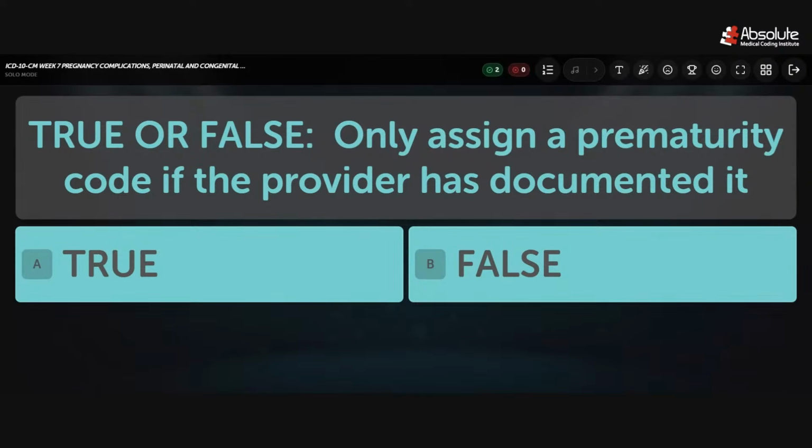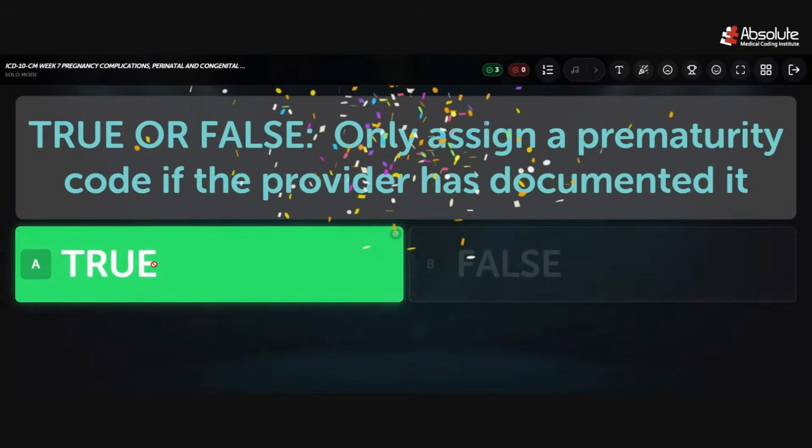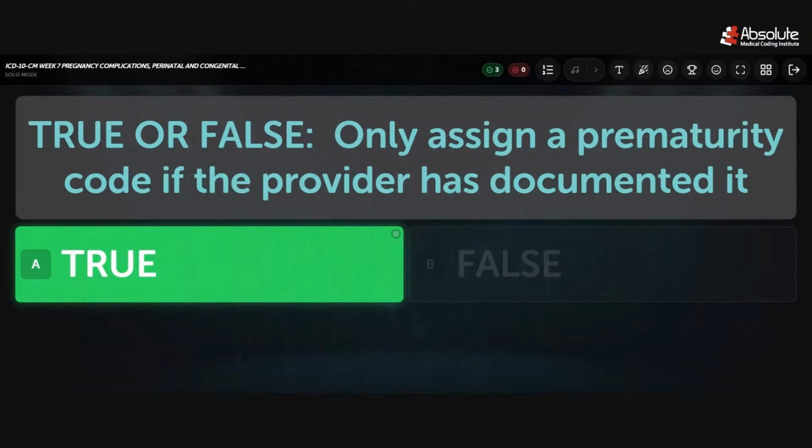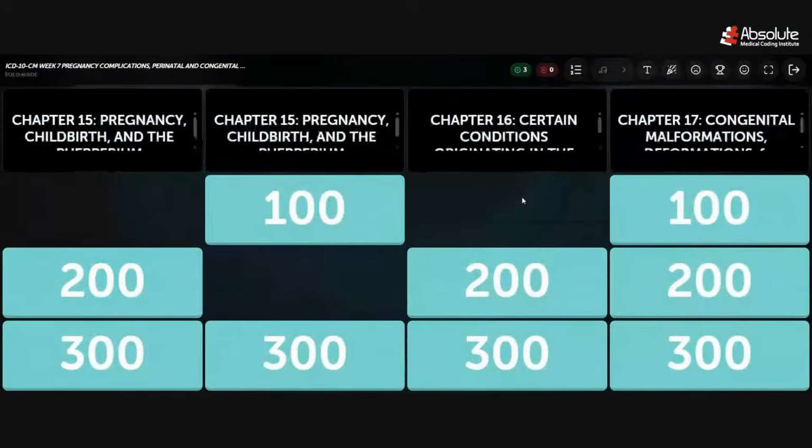All right, outstanding participation as per usual. So this one is also going to be true. But yes, this one is a given. As always, if the provider doesn't document it, you should not be coding it. We definitely shouldn't be making any assumptions, especially when it comes to the prematurity code used for the perinatal period. So outstanding job if you got that one right. Keep it up. You guys are killing it so far.